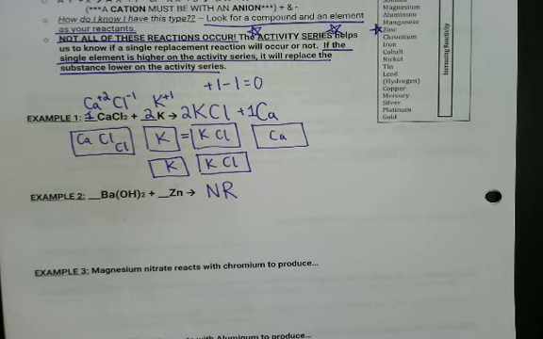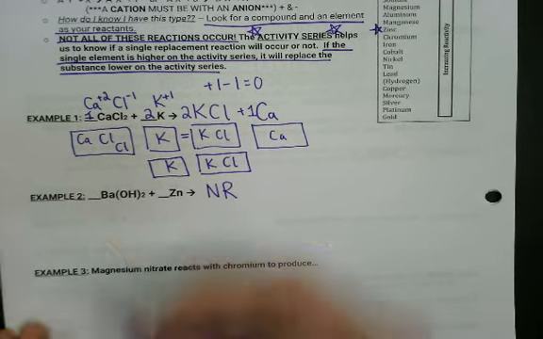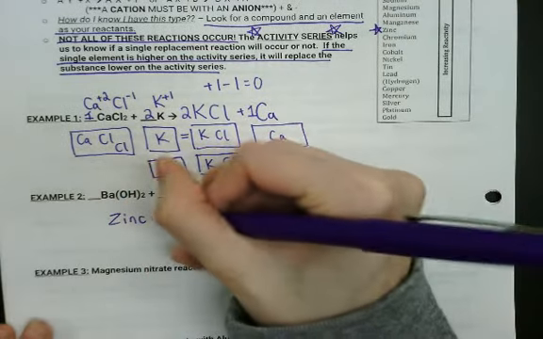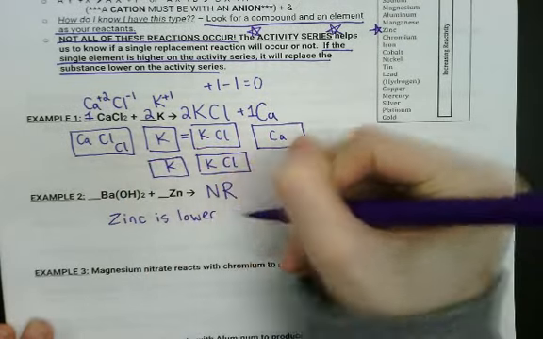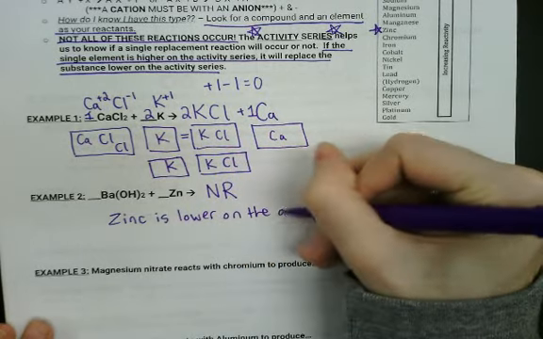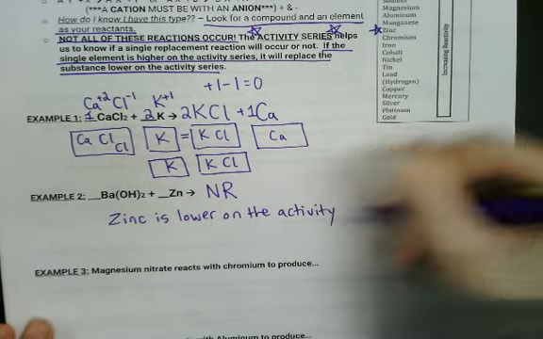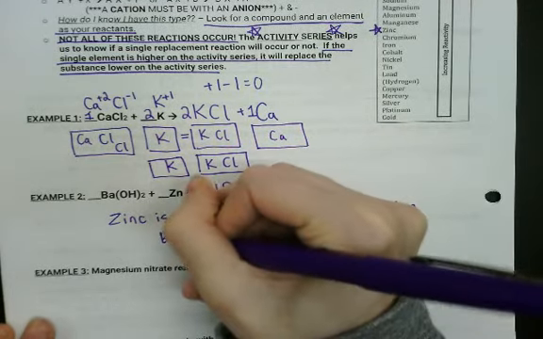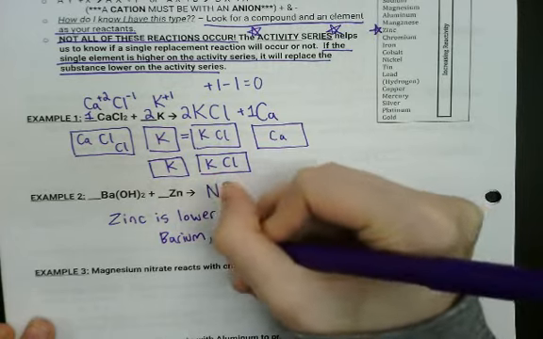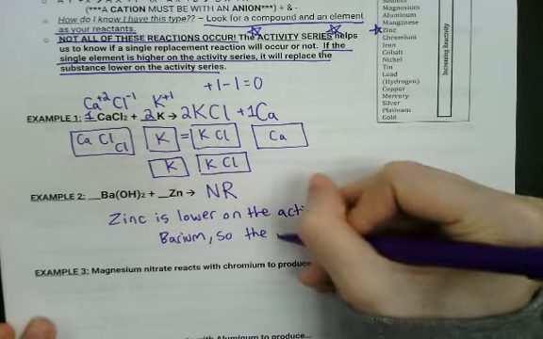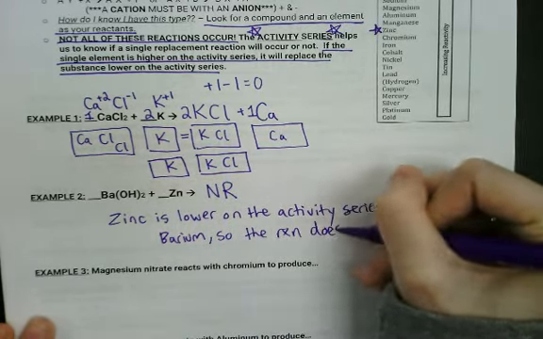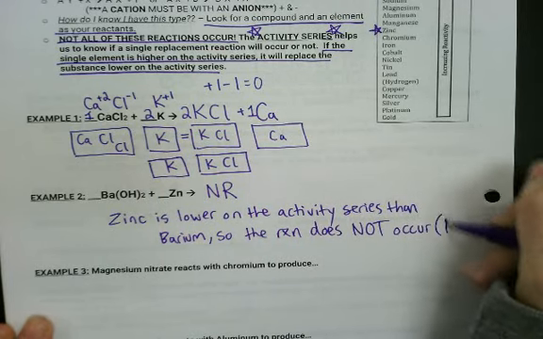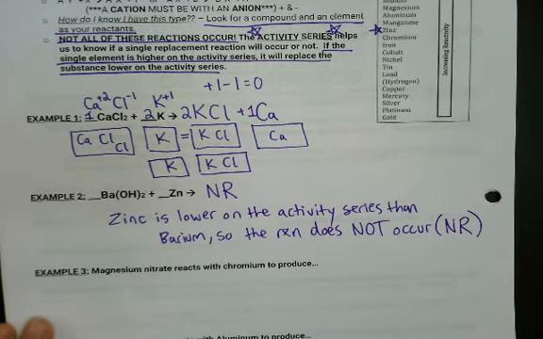And just to make sure we're really clear about why this reaction is not happening, I'm going to write a little explanation down here. Zinc is lower on the activity series than barium. So the reaction does not occur. That's why we wrote NR, no reaction.